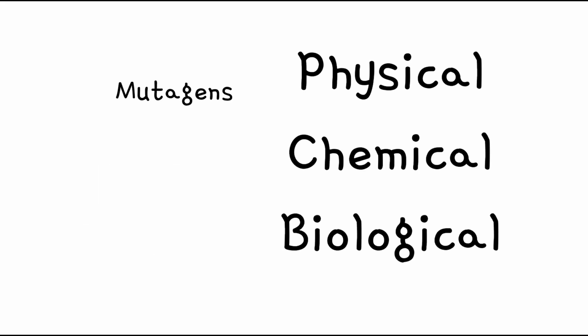There are types of mutagen: physical, chemical, biological. Physical means like X-ray, gamma ray or UV ray. They are the physical mutagens. Chemical mutagens are mustard gas, nitrous acid, base analogues. These are chemical mutagens. And biological mutagens means sometimes viruses or transposable elements. They can cause a change. So these are biological mutagens.